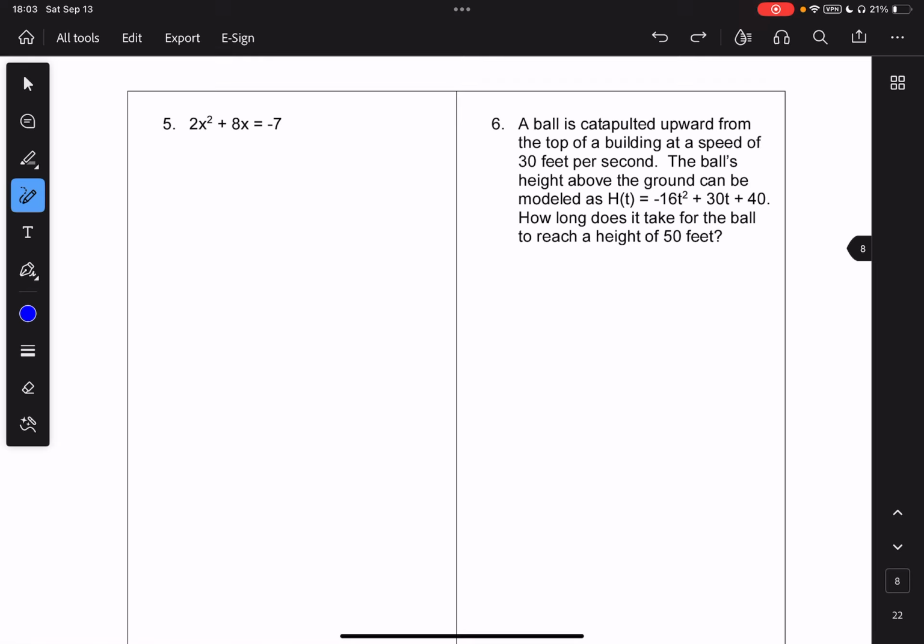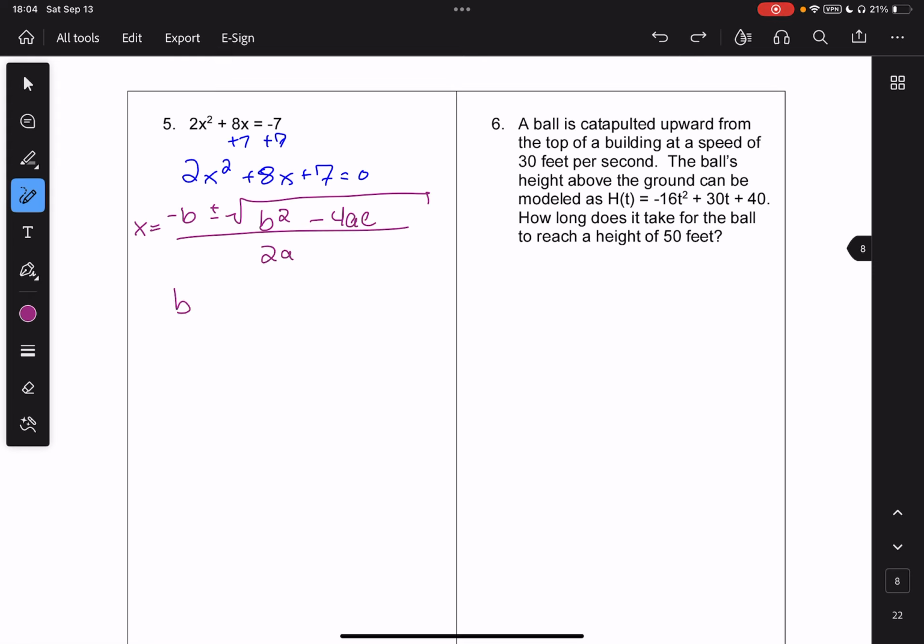So, just like we've been doing, we want to bring our 7 over to the other side. So we have 2x squared plus 8x plus 7 is equal to 0. And remember, we're doing the quadratic formula. X is equal to negative b plus or minus the square root of b squared minus 4ac all over 2a. Our b is 8, our c is 7, and our a is 2. So x is equal to negative b.